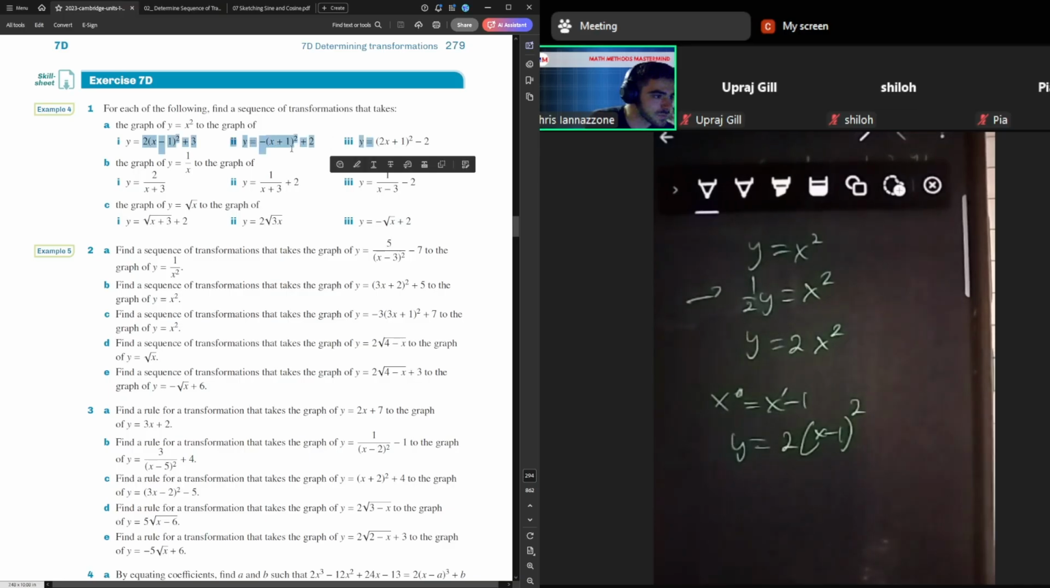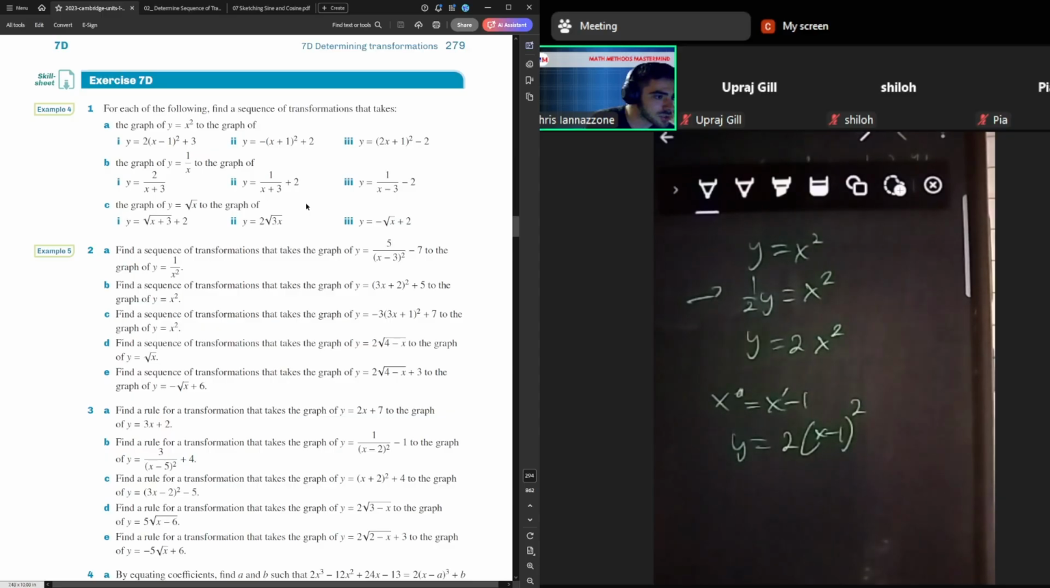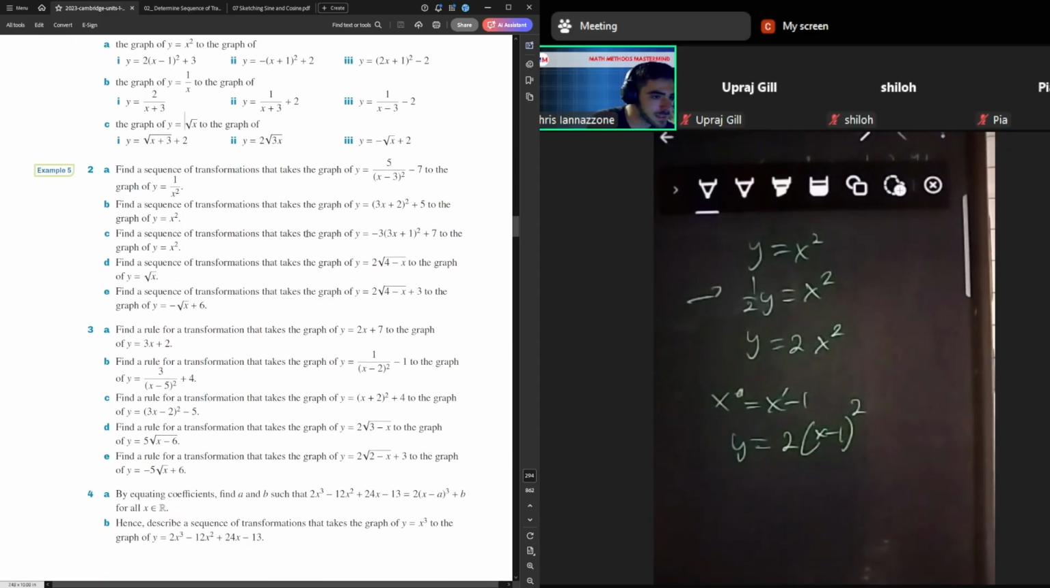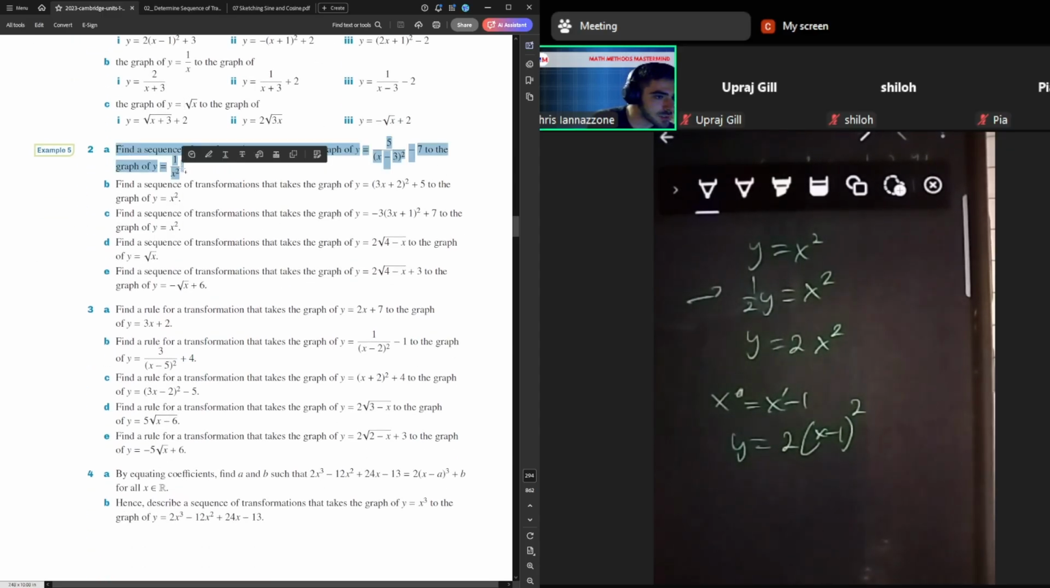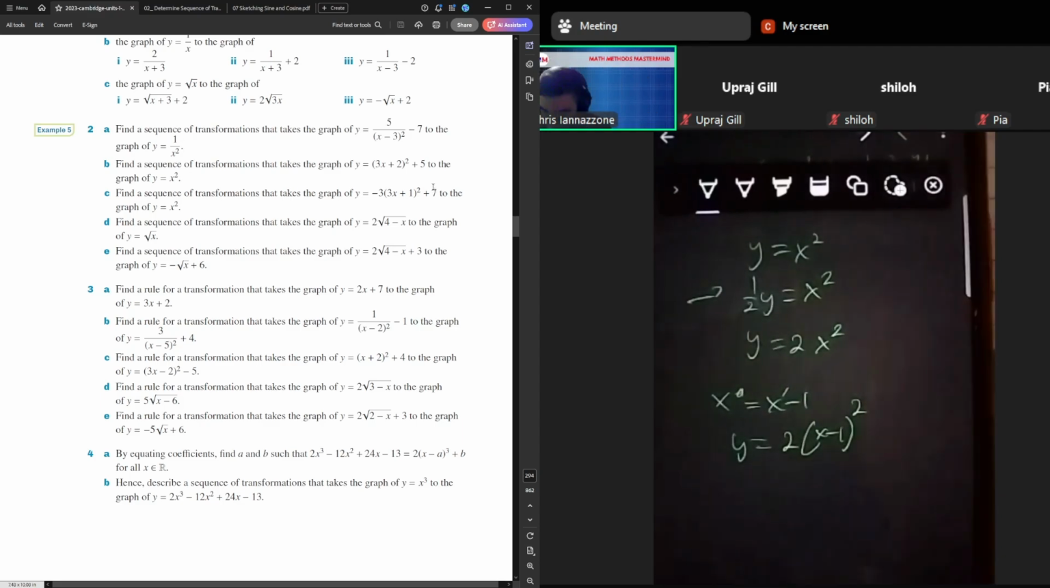Okay, that's pretty much going to be the same idea for all of those. In question 1, we're starting from some untransformed graph and going to some transformed graph. Now we're going to go the other way around. Again, you can use either approach, although by looking at it, it should be similar enough.